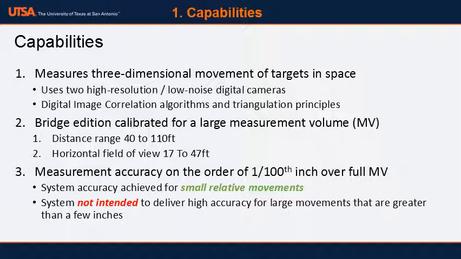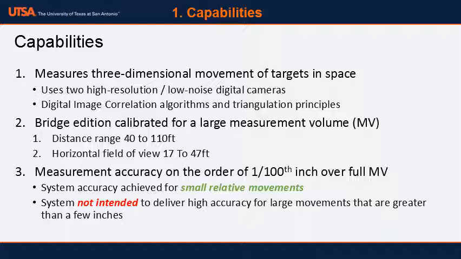The measurement accuracy of the system is on the order of a hundredth or a few hundredth of an inch over the full measurement volume. Now, it's very important to note here that system accuracy is achieved for small relative movements only. So you're monitoring a target that is moving in space half an inch, 1 inch, maybe 2 inches. So small relative movements of those targets is where we can achieve this kind of hundredth of an inch level of accuracy.